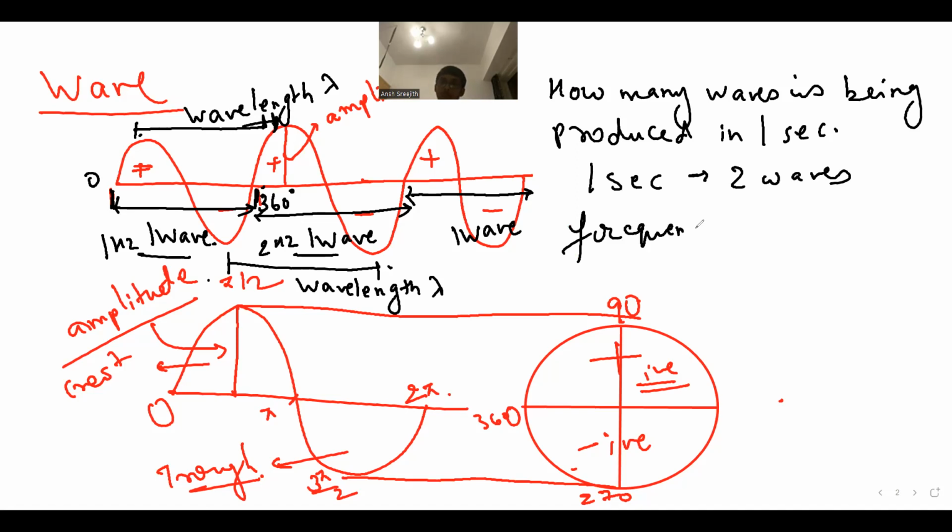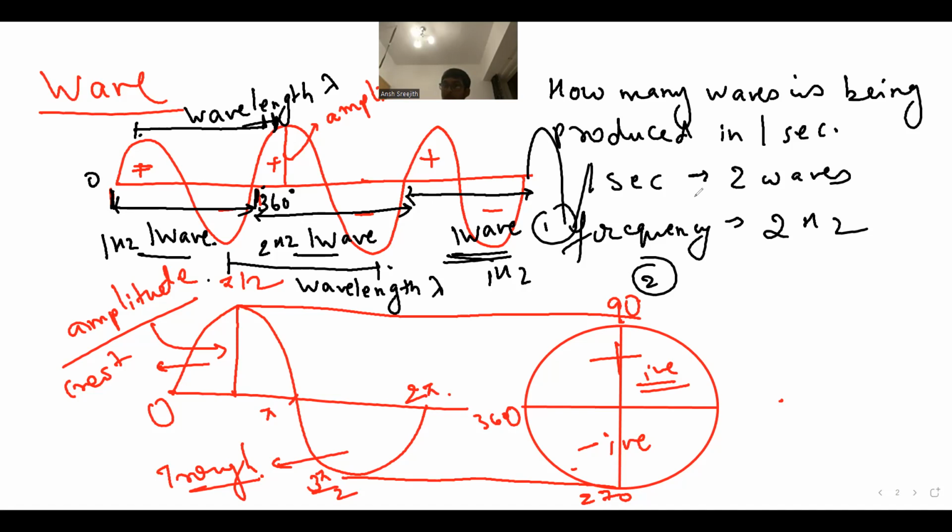Frequency will become how much? 2 hertz. Then again, 1 hertz. So this is for the first frequency. Then again we are talking about the second. This will again become what? 1 hertz. And then suppose in the next second it will be 3 hertz. Three waves are produced. So that will be your 3 hertz. Understood all the points?